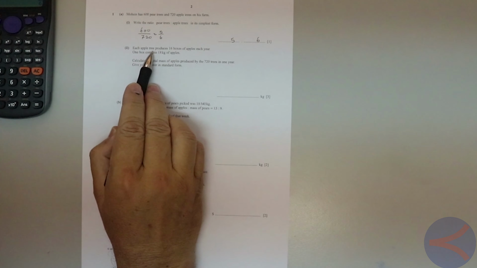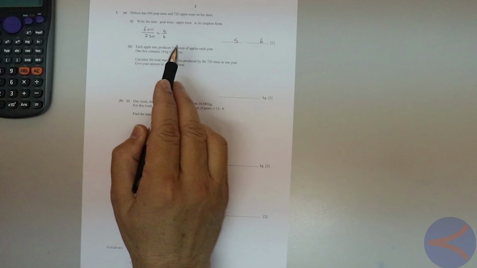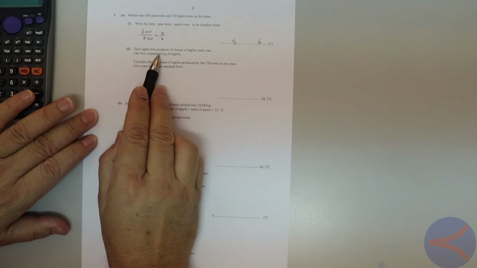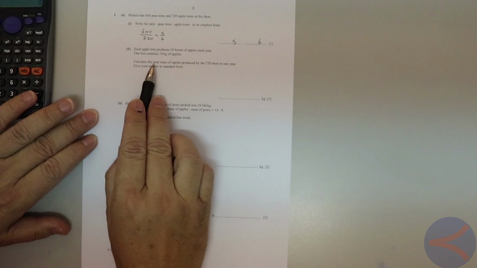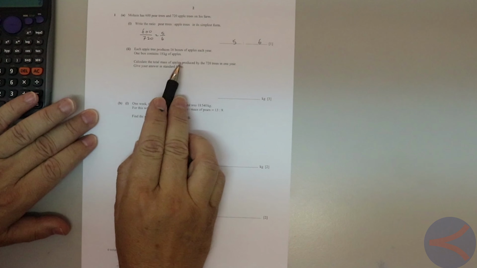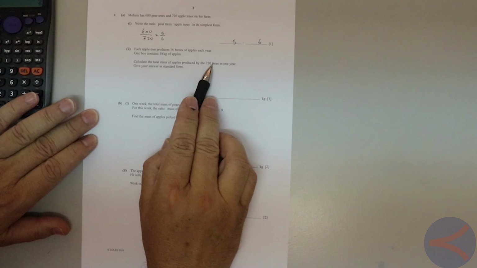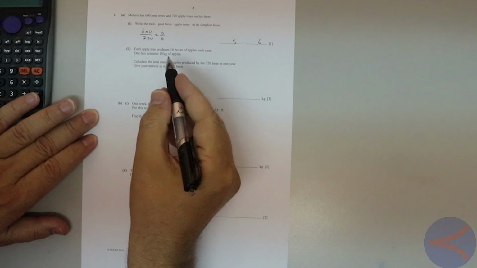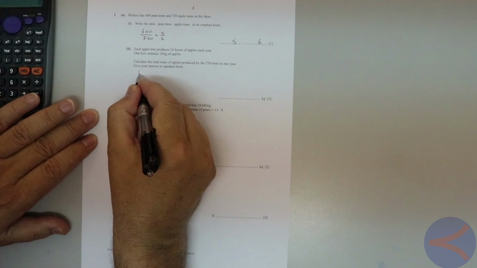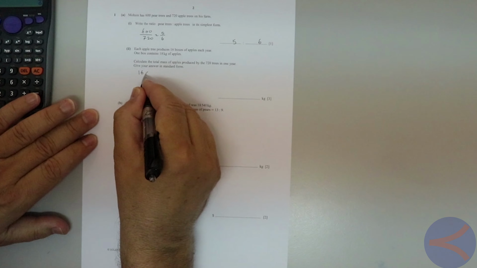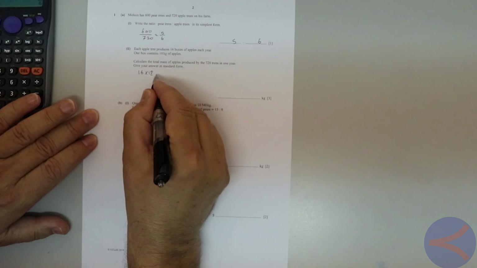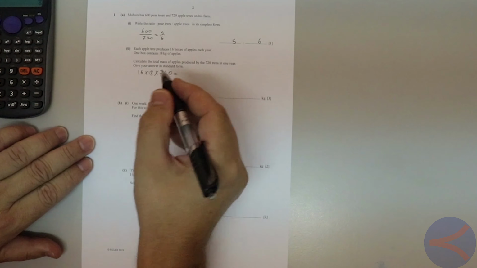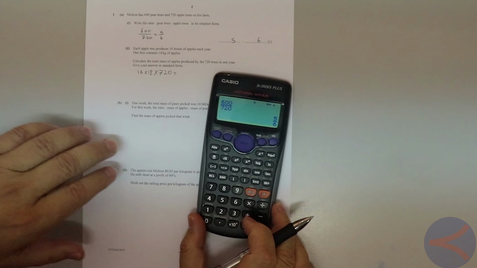Now, each apple tree produces 16 boxes of apples each year. One box contains 80 kg apples. Calculate the total mass of apples produced by the 720 trees in 1 year. Give your answer in standard form. Okay, now let us see. Therefore, we are having 16 boxes and each box has got 18 kg apple in that, and we have got 720 trees. So the answer will be, just put it in the calculator, see what we are going to get.